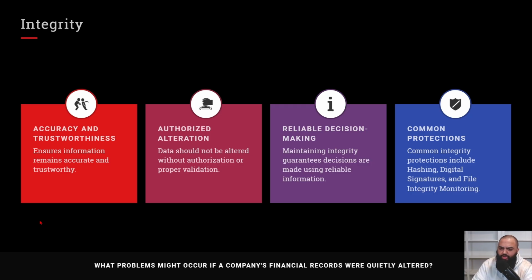How do we ensure that no attacker or nobody on the inside, because it can even be accidental, how do we make sure that the data that we're using to base our decisions on is accurate? How do we make sure that we can trust that data, that it has not been altered without approval, without authorization? That is the integrity. Because we use data to make decisions. And so if the data is compromised, our decisions are compromised.